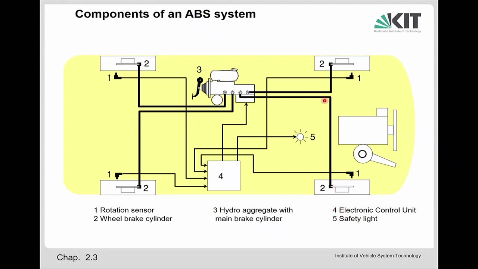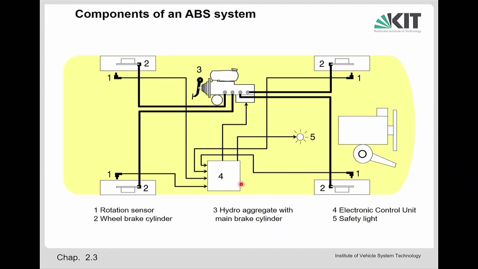And these wheel brake cylinders need to be controlled, and that's done by the so-called hydraulic control unit, which is here, also directly close to the main brake cylinder. So this is a hydraulic control unit. It's made out of a block of metal, typically aluminium, and a lot of holes are drilled in, and in these holes a lot of valves are integrated, and these valves are controlled electrically by an electric control unit.